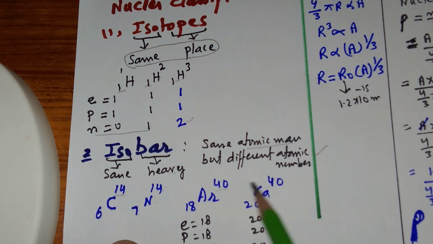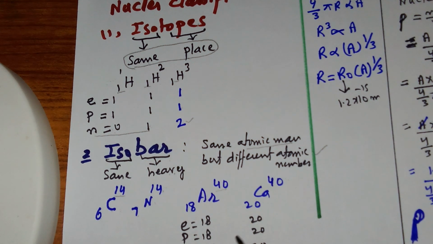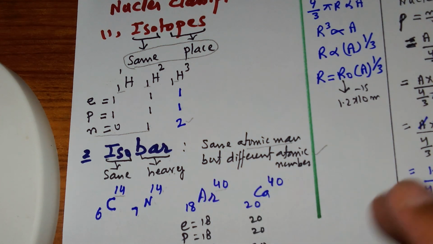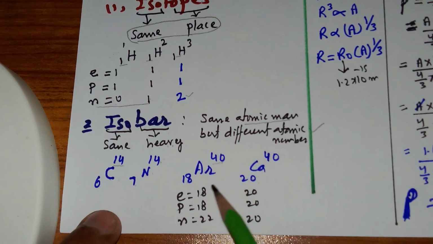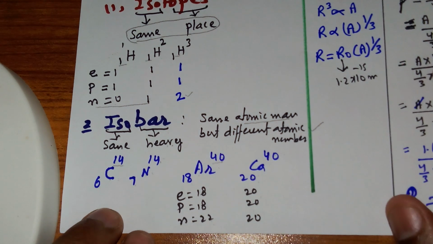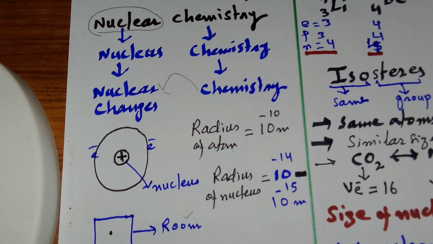So what's the same here? The same is the mass number, and the different one is the atomic number. So you can see they have the same mass number but different atomic numbers, so we call them isobars. I have calculated the number of electrons, protons and neutrons for argon and also for calcium. The number of electrons and protons is the same for argon. The neutron number is 22, since 40 minus 18 is 22, and this can be applied also to calcium.